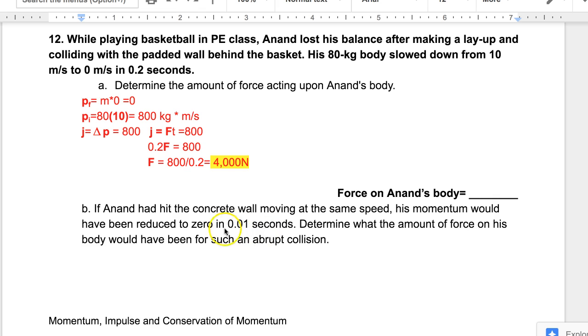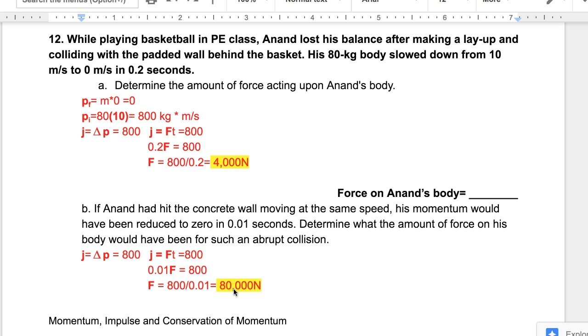Now, what would happen if instead he hit the concrete wall and the impact was 0.01 seconds? So a much smaller impact time because the concrete doesn't give, whereas the padded wall does. So in this case, it's the same formula, except now we substitute in 0.01 for the time. He still loses 800 kilogram meters per second, so that's the impulse, or change in momentum. 0.01 times the force equals 800. When we divide that through by 0.01, we find that he feels 80,000 newtons of force.